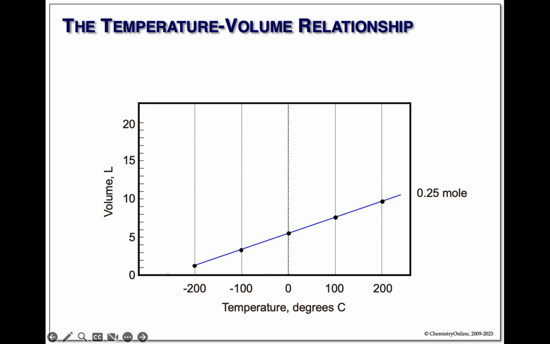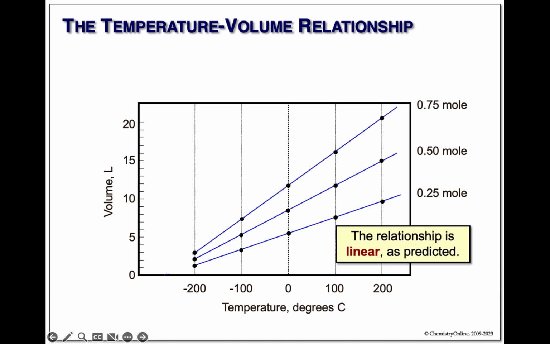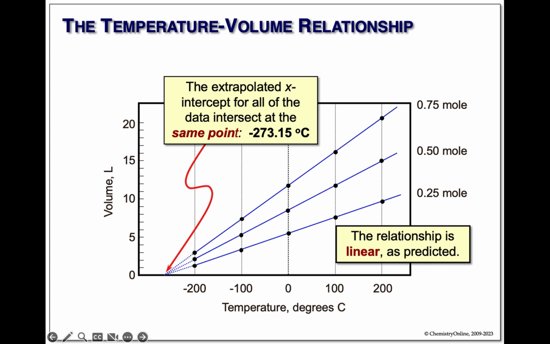But, again, chemists can be a little compulsive. You don't want to risk everything on a single line, so let's do it again with half a mole. And sure enough, it's still linear. 0.75 moles. Yep, nice linear relationship. But I want you to look where these lines are all pointing. They all look like they're kind of going to the same place, don't they? In fact, if you take these lines and you extrapolate them down, they all intersect at exactly the same point. This would be minus 273.15 degrees centigrade.